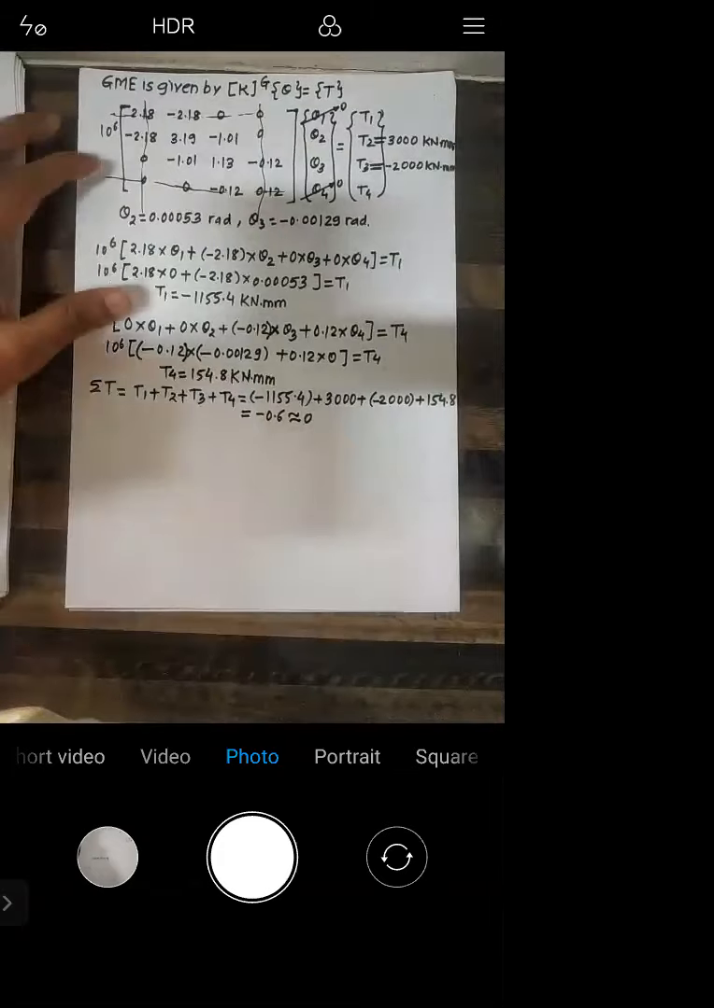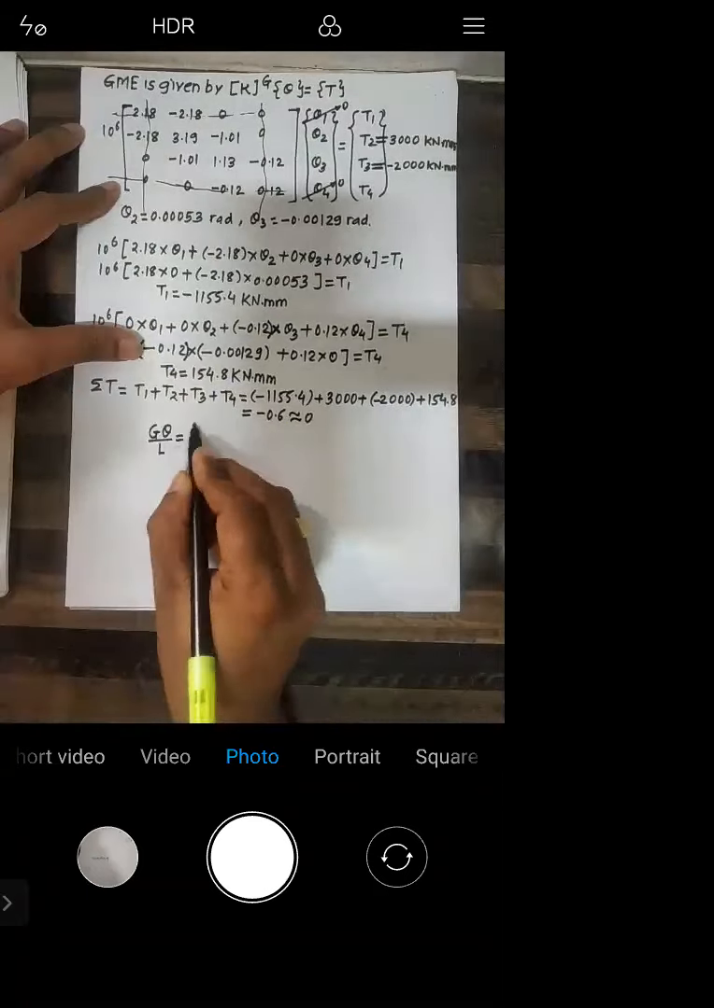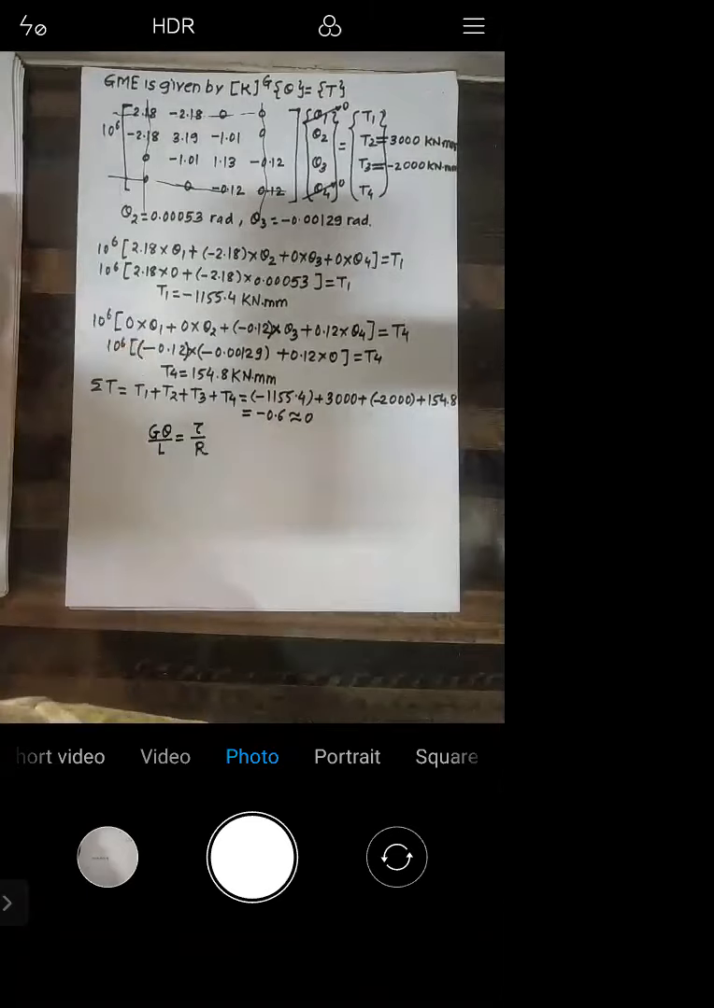You remember this? I remember this equation. Yes, sir.